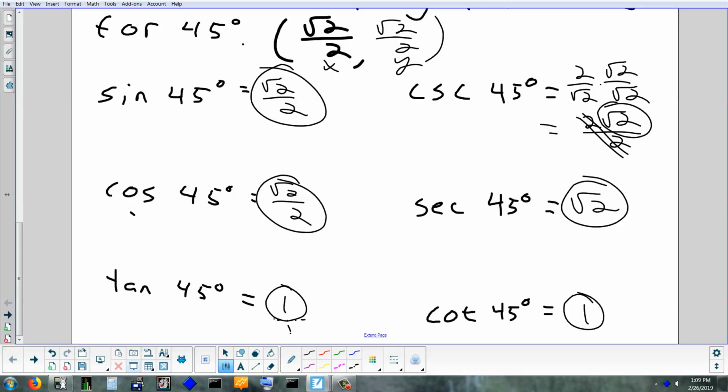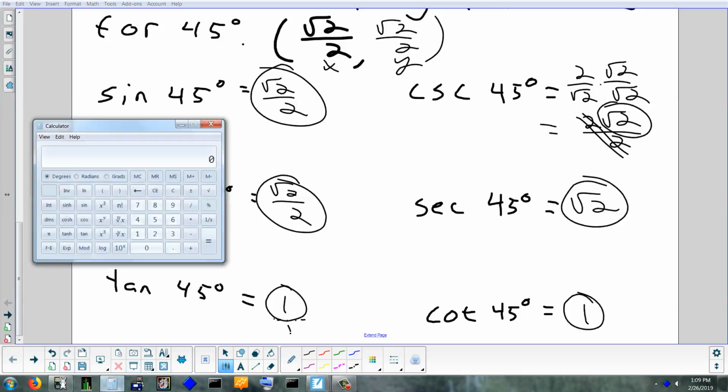Okay. So on the test, that would be 6 separate problems. Even though we just did it as 1. Okay. Any questions on that? Right, so that's the 45-degree angle.